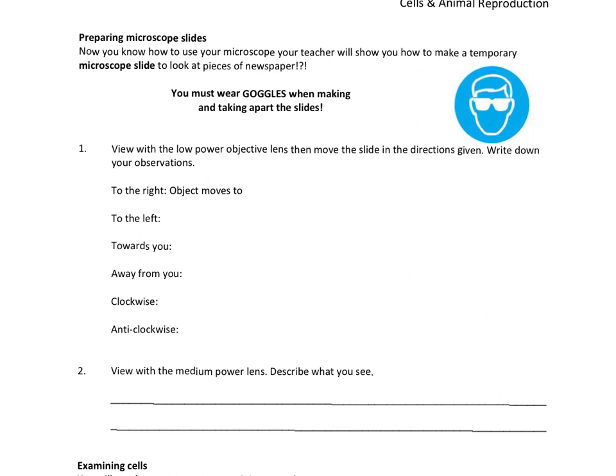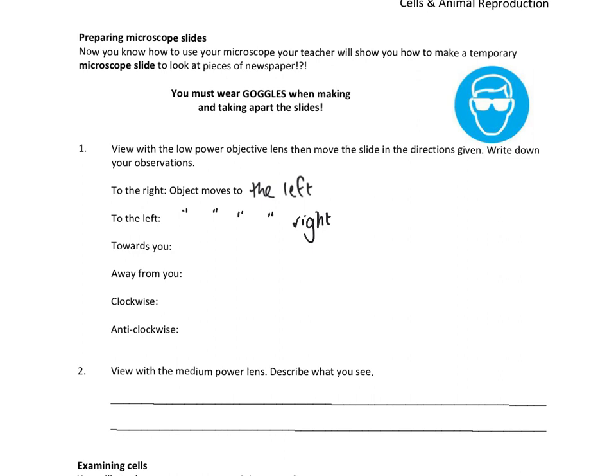Let's just check that you were able to get everything from that video and fill in your notes on page 3. We were viewing an image on the low power lens, and we were having a look at what happened when we moved the slide to the left, to the right, up and down, and so on. So what happened when we moved the slide to the right? The object or the image moves to the left. Then when we moved the slide to the left, the object moved to the right. So that's what those little dashes mean.